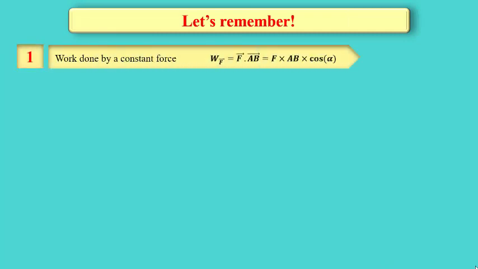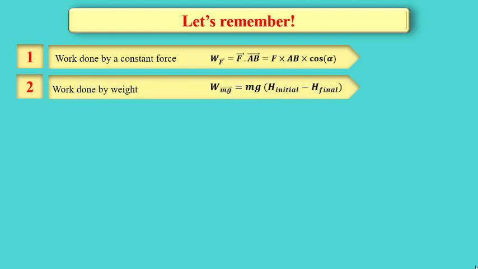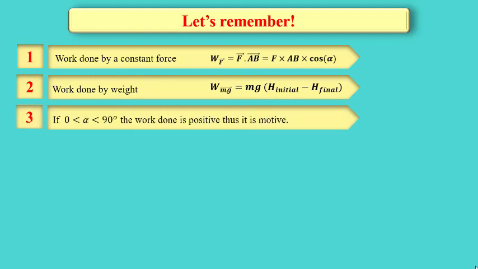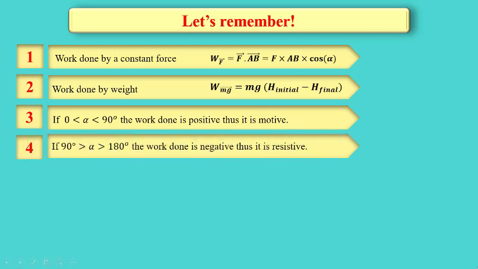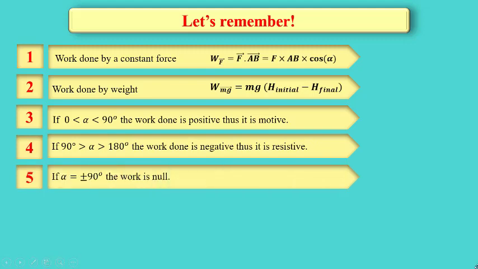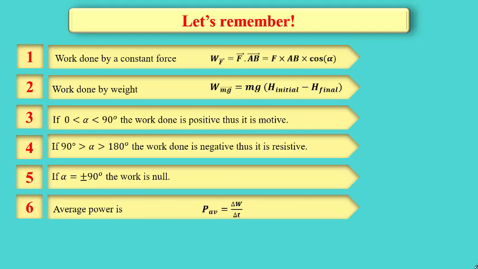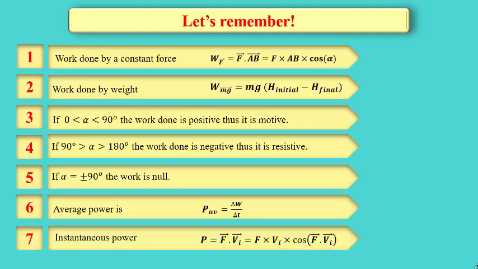First, we said work done by a constant force is given by the scalar product of F with the AB vector. Work done by weight equals mg times h initial minus h final. If alpha is an acute angle between the force and the displacement, the work is positive and thus motive. If this angle is obtuse, then the work is negative, thus resistive. If the force is perpendicular to the displacement, then the work is null. The average power is the variation of energy with respect to time, and finally the instantaneous power is the scalar product of the force with the instantaneous velocity vector.